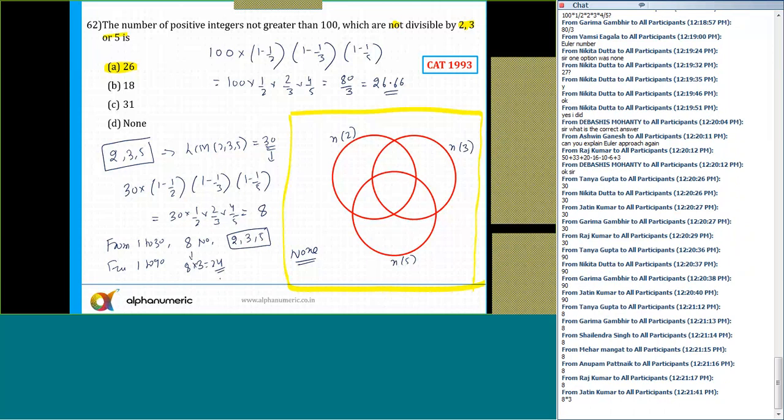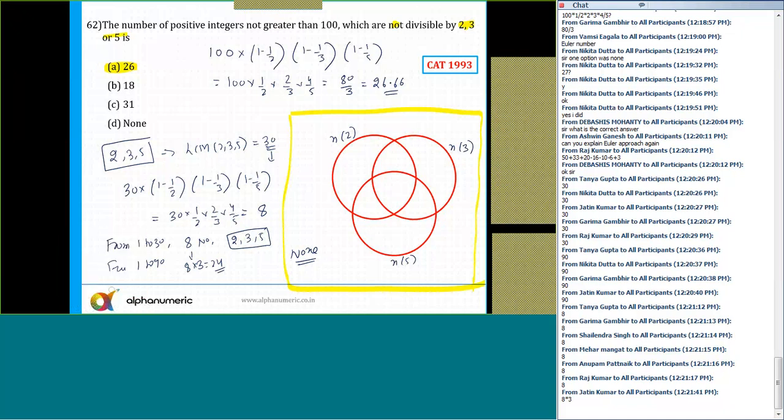So from 1 to 90, there are definitely 24 numbers which are neither a multiple of 2, nor 3, nor 5. Whenever it is a multiple of the LCM, we can always say 24 numbers. Now we are left with 10 more numbers. There are two ways: either you can check the first 10 or the last 10. It doesn't matter, because in every group of 30 consecutive numbers there will always be 8 numbers which are neither a multiple of 2, nor 3, nor 5. So I can check the last 10 numbers.